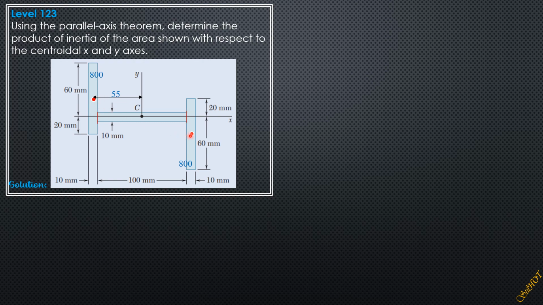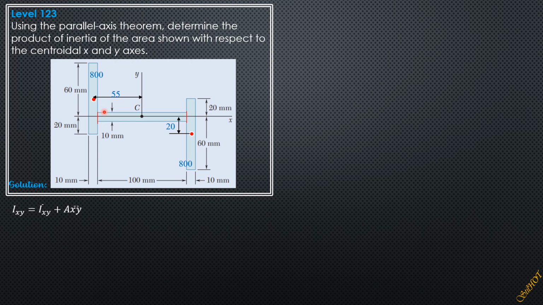So since half of 80 is 40, and this is already 20, the distance from this point to that axis is 20, therefore this is 20 mm below the x-axis, and that centroid is 20 mm above the x-axis. So both are symmetric with respect to the axis, so the centroidal product of inertia, this term is 0. So we only consider this second term.